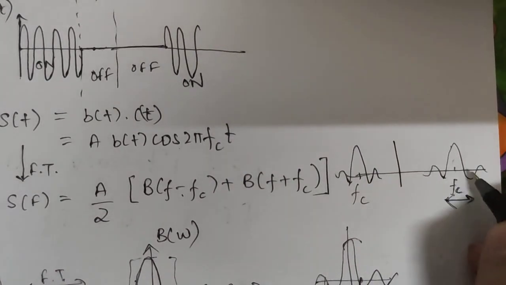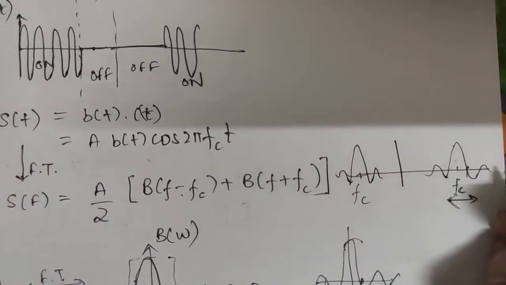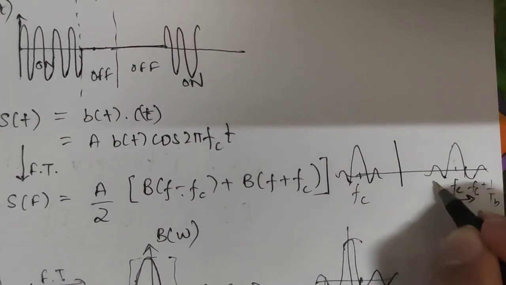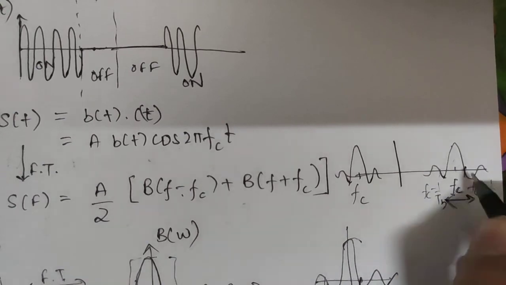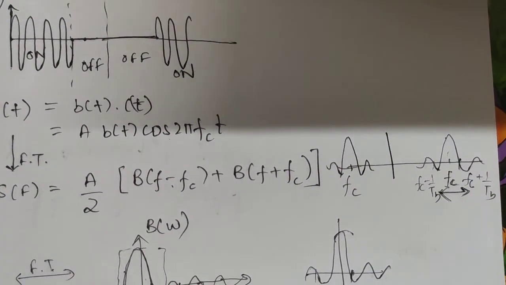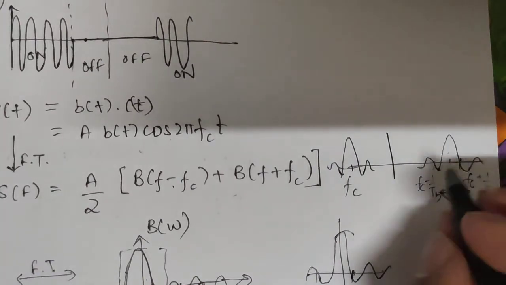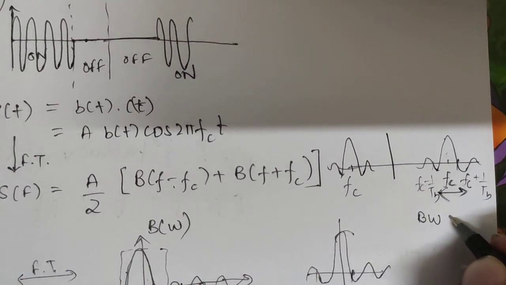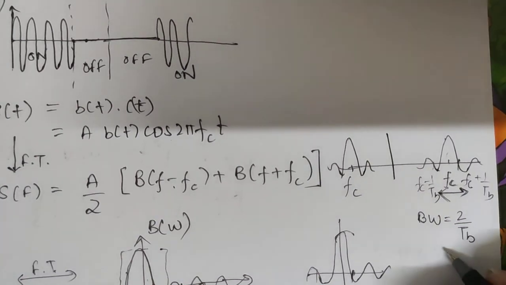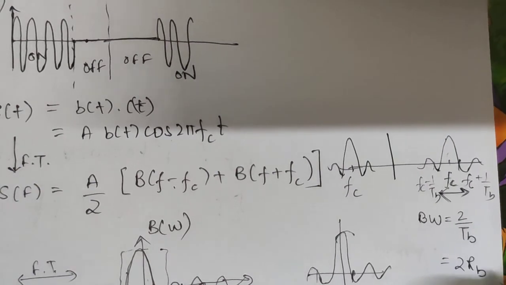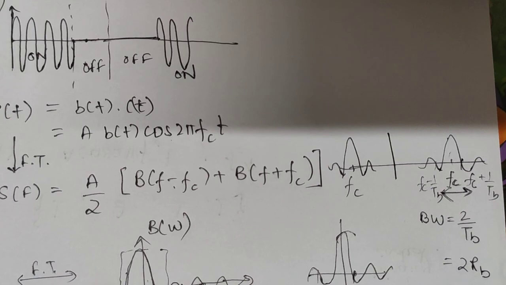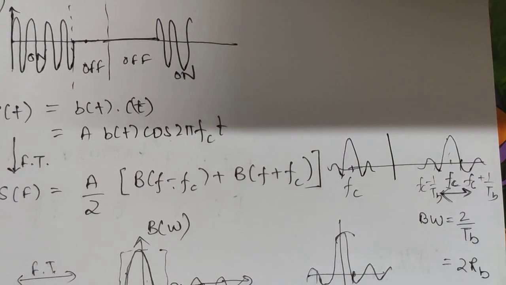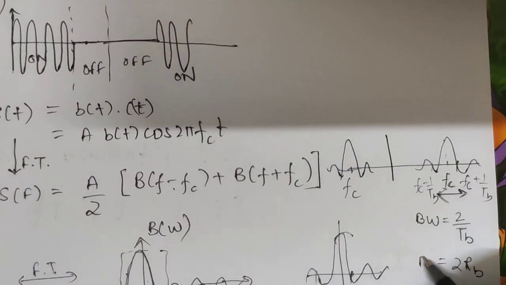Okay, so this is fc, and this was fc plus 1 upon TB, and this will be fc minus 1 upon TB. This is all linear frequency we are talking about. So the bandwidth requirement will be this minus this, that will be 2 by TB or 2 RB. And this is an important thing to see. The bandwidth requirement is twice the bit rate. So this we should remember.